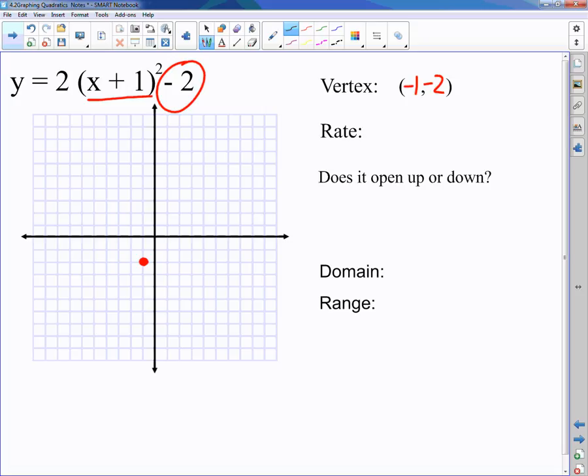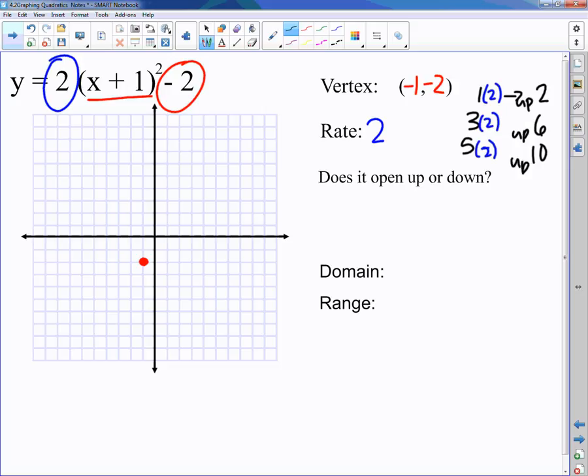The pattern for a parabola is always 1, 3, 5. But the rate in this problem is 2. So again, we're just going to take the pattern and times it by the rate, as we did two examples ago. That's going to give us our new pattern, which is 2, 6, 10. So same concept. I'm just going to go up 2 over 1, up 6 over 1, and then up 10 over 1.